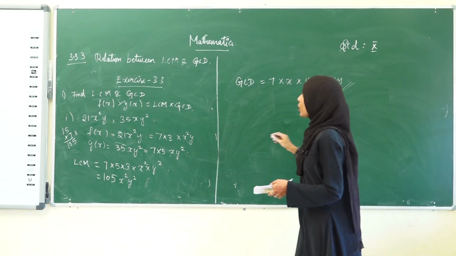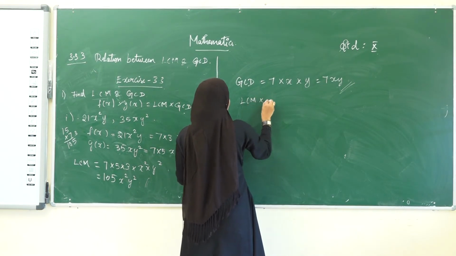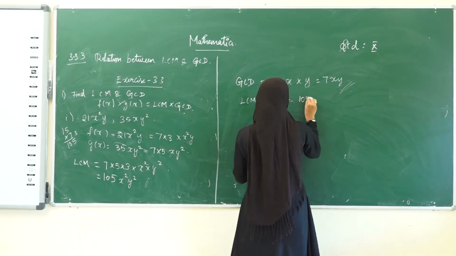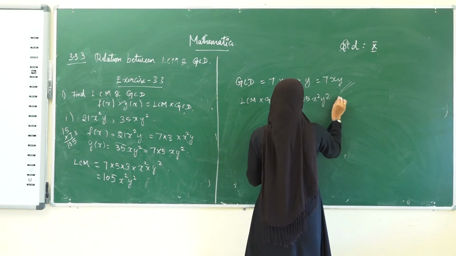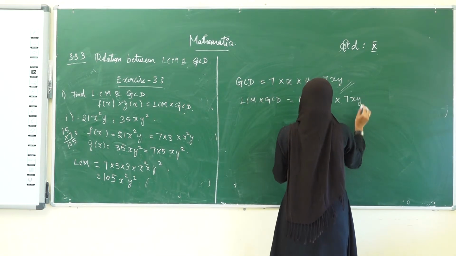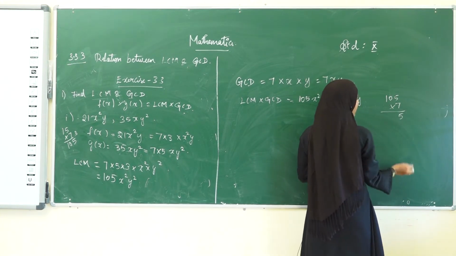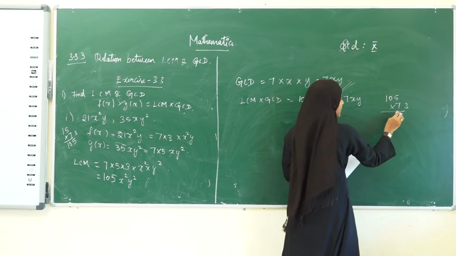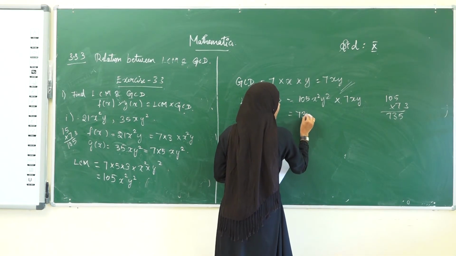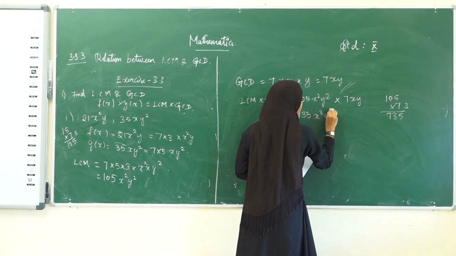Now we are going to verify this, that is LCM into GCD. What's the LCM here? 105 into x square y square, into, what's the GCD's value? 7 into xy. 105 into 7 is 735. x into x square is x cube, and y square into y is y cube.